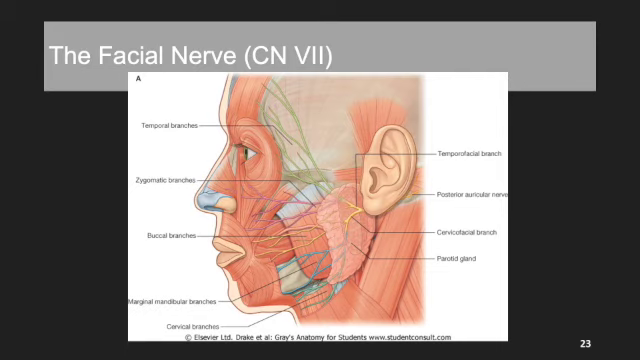Understand where the blue branches go. Understand where the yellow branches go, the purple branches and the green branches. And then start correlating where each of those muscles are going to be. Start correlating where that muscle will get its innervation from.